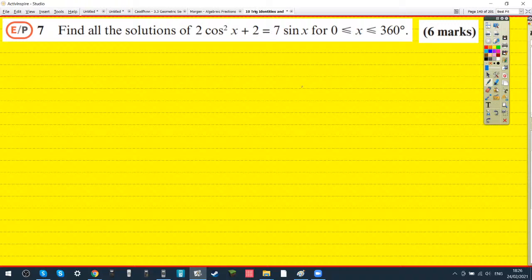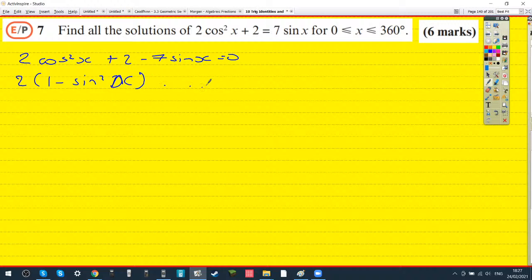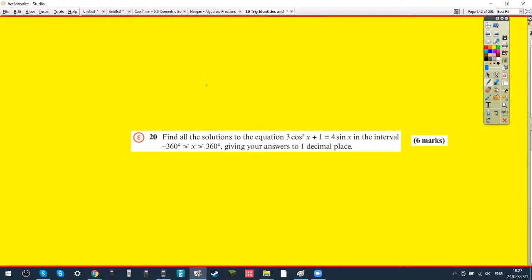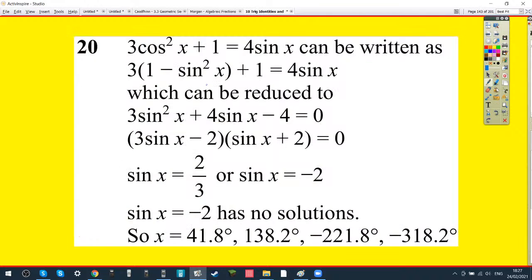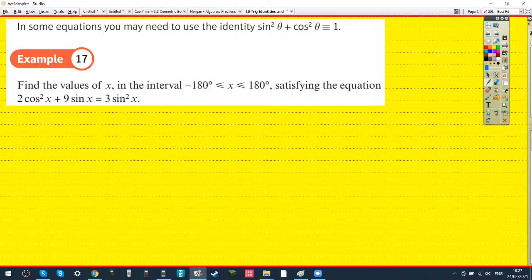Make it equal to 0 first, so minus 7 sine x. And then 2 open brackets 1 minus sine squared x. Yeah, and then you just go from there. Oops, squared x. Okay, great. 3 cos squared x, that's very similar. So you have to bring it to the other side.